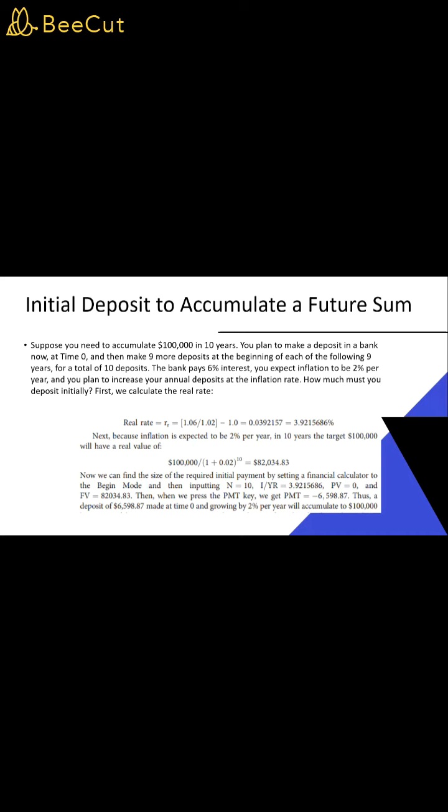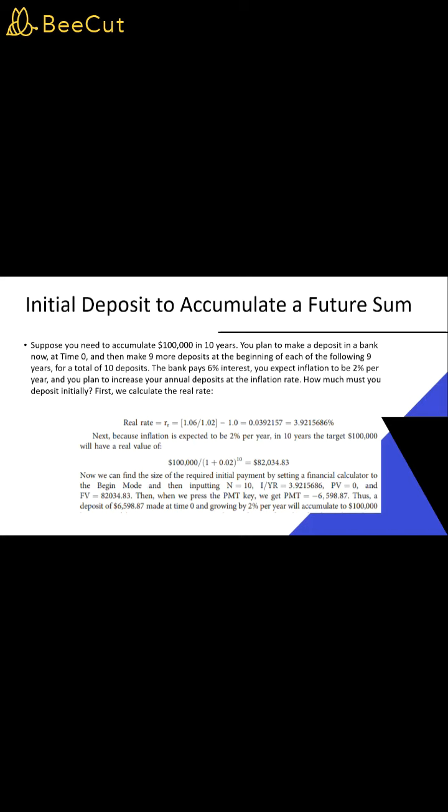It's actually going to be 100,000, and then you discount this at 2% for 10 years. We're talking about 82,034.83. So now we understand that the target or the future value is not 100,000. We're actually talking about 82,034.83. So this is the future value we are going to put into a spreadsheet, because in order to calculate the payments, remember we have to use the payment function in Excel. So we would actually be using 82,034.83 as the future value.